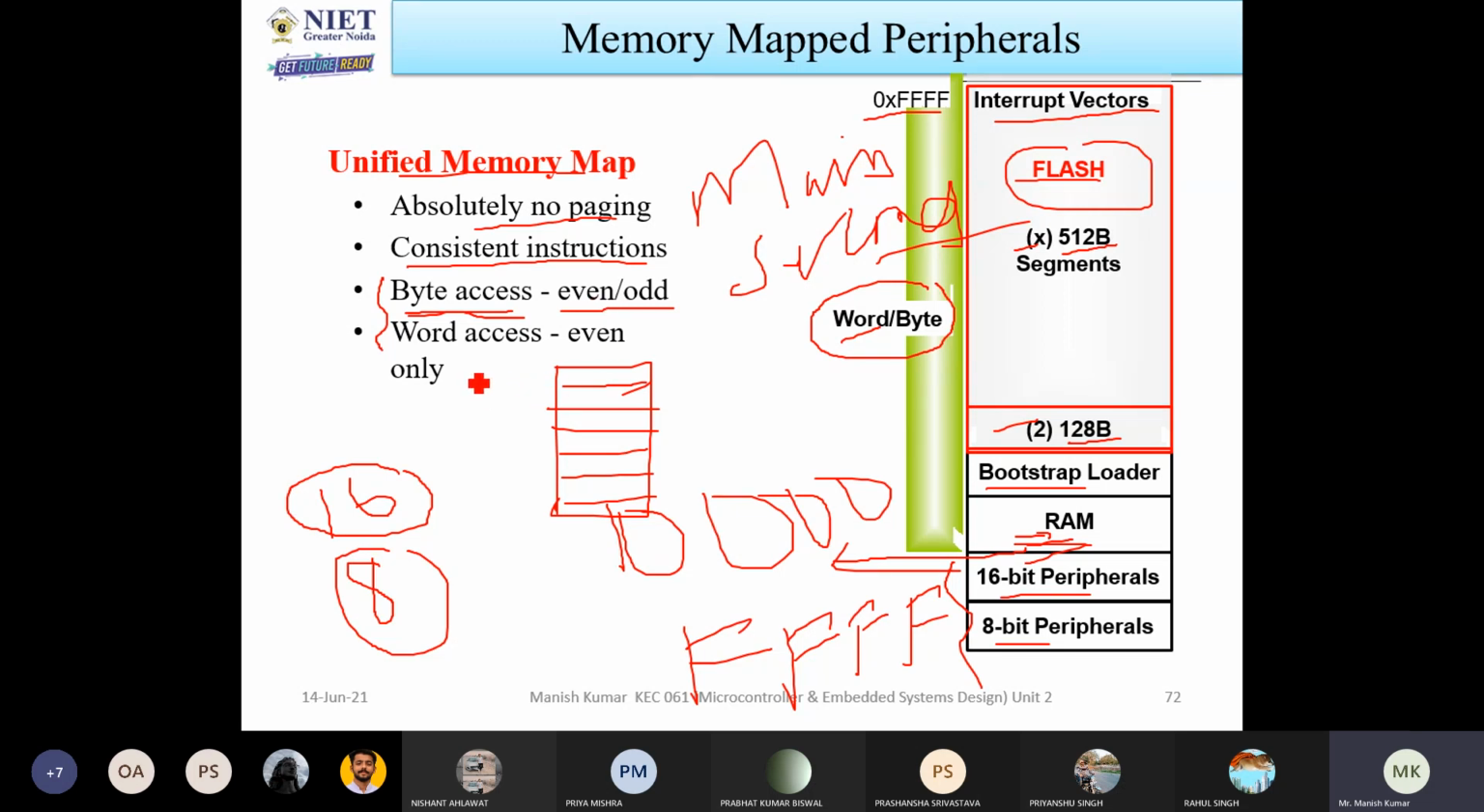Let us consider this is the memory. I will start from 0000 and then 0001. So this is called the even address and this is called the odd address. Whenever you are accessing a byte, you can access from any location, either even or odd. No problem with that. But in the case of word access, if you are going to read a word, it means 16-bit data, then you can read only the even address.